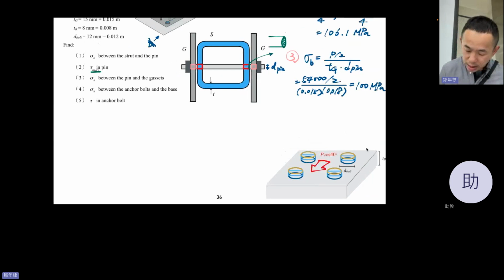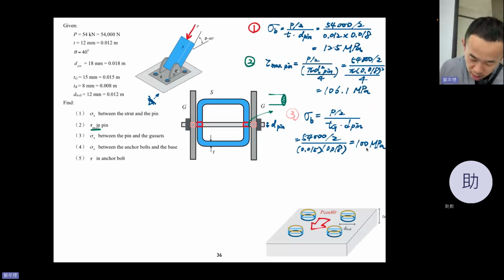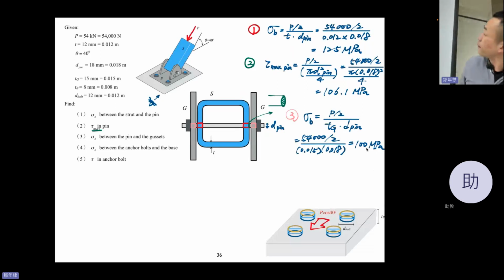Good, that's it. Oh, sorry, I should make it right. So this is the third problem. The fourth problem: sigma b between the anchor bolt and the base. Right, I will wait a bit.